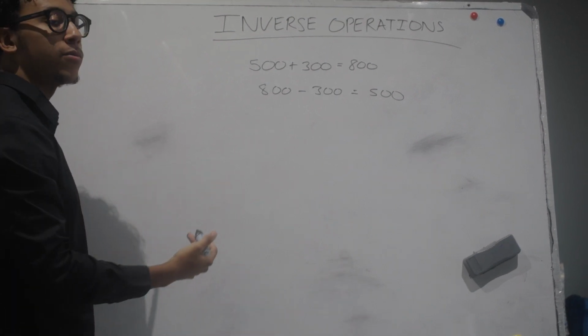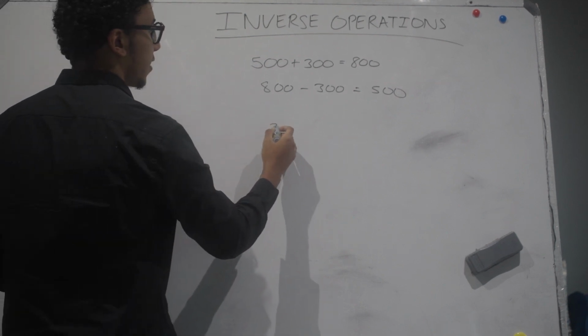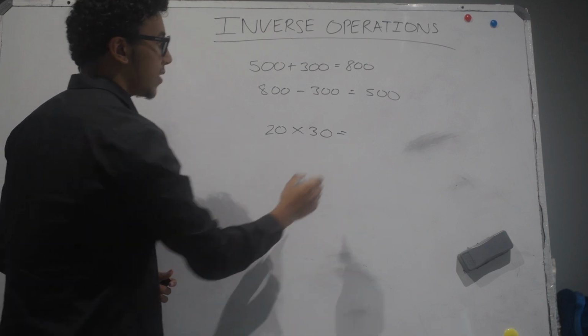The next inverse operation which we'll be going through is multiplication and division. If we take the number 20 and we times it by 30, for example, we get 600.